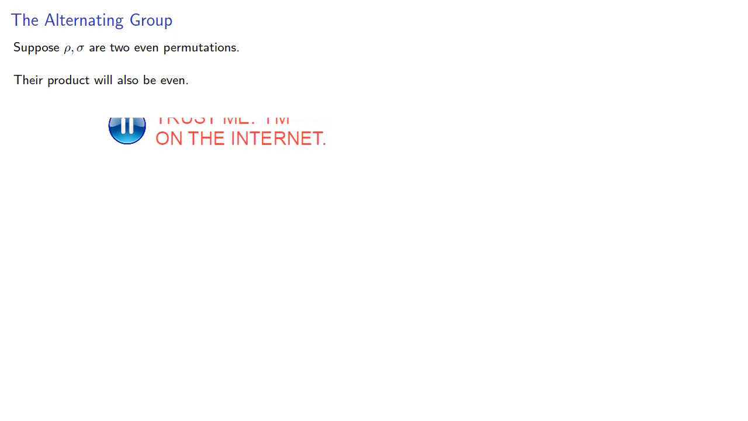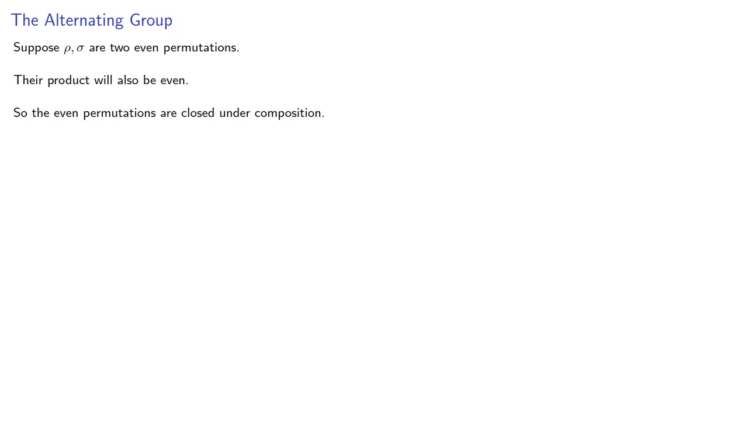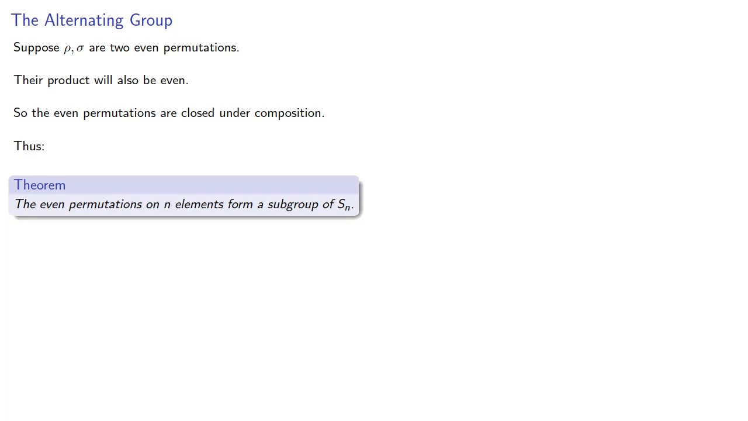Now, suppose rho and sigma are two even permutations. Their product will also be even, and so the even permutations are closed under composition. And consequently, the even permutations on n elements form a subgroup of Sn. This group is important enough that it has its own name. It's called the alternating group.